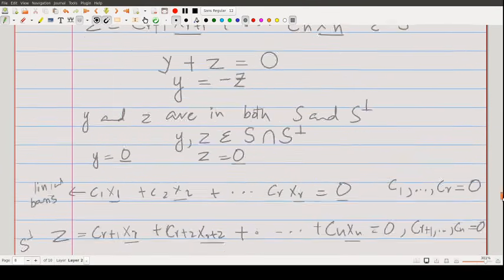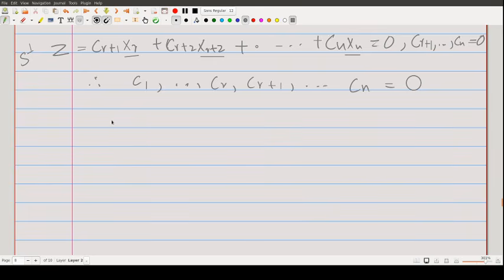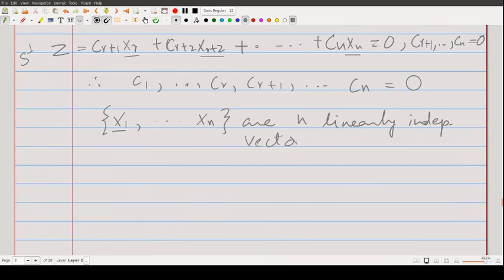Which means x1 to xn are n linearly independent vectors in Rn. Therefore it is a basis for Rn, and that completes the proof.